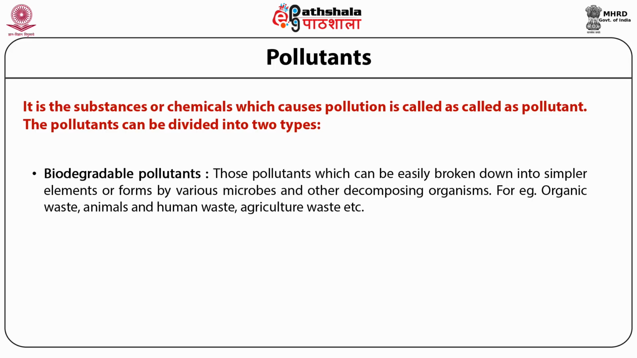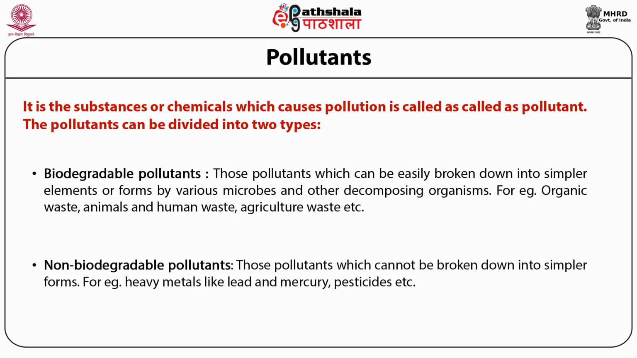Second type of pollutant is non-biodegradable pollutant. These are those pollutants which cannot be broken down into simpler forms. For example, heavy metals like lead and mercury. In addition to that, pesticide is also a non-biodegradable pollutant.